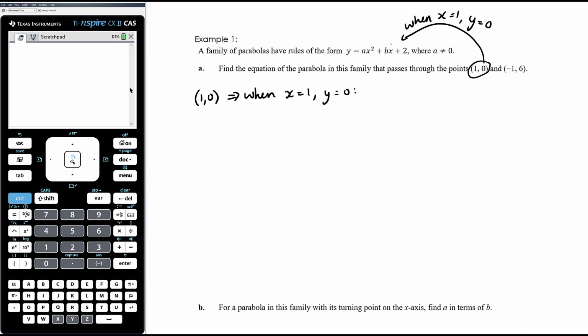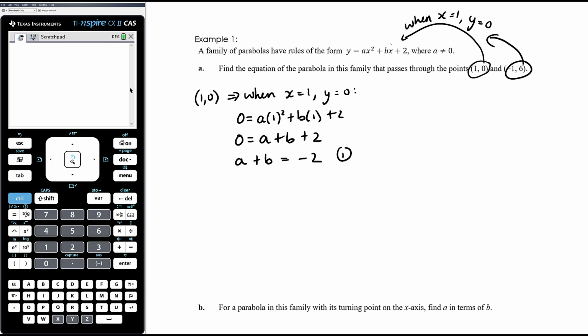And if we substitute that information into our equation, we get 0 equals a times 1 squared plus b times 1 plus 2. And so we get the equation 0 equals a plus b plus 2, or we might rearrange that to be a plus b equals negative 2. I'm going to call that equation 1, because we're going to get a second equation by subbing in our other point.